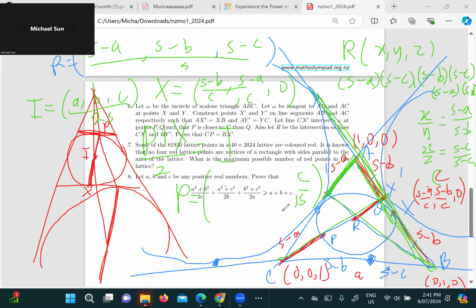Okay, so what's the other coordinate? So B on 2S is meant to equal y plus S minus A on C on 2. Yeah? Is that right? Yes. Okay, so y equals half B on S minus S minus A on C. So it's plus A minus S on C. Yeah?